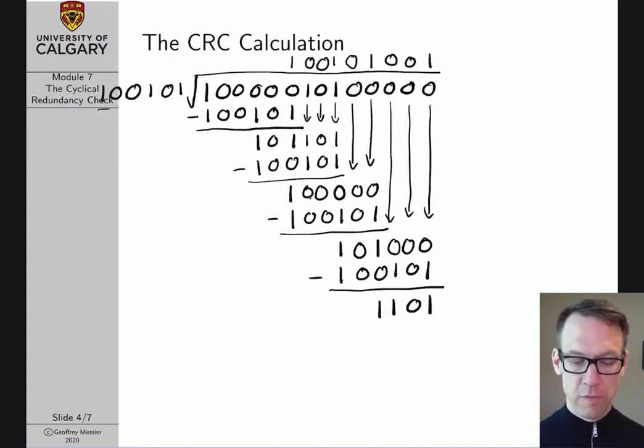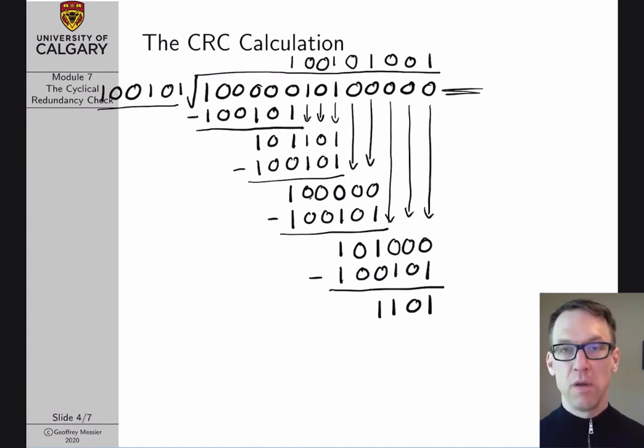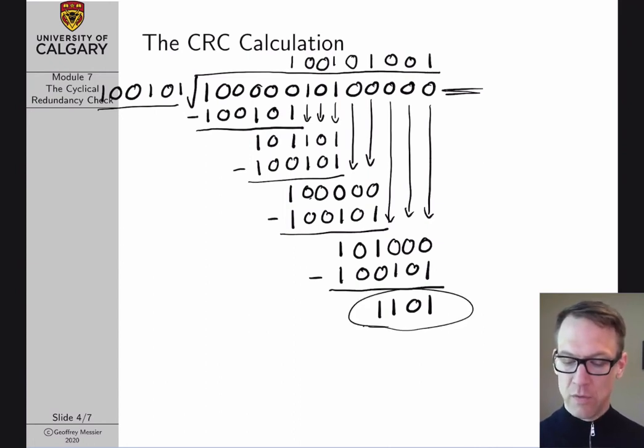That's shorter than the 6 bits of our divisor. And we have no more bits to pull down. So we have to stop here. As soon as we're faced with a bit string resulting from our subtraction that's shorter than the divisor, and we have no more bits to pull down, we have to stop. And so then 1, 1, 0, 1 ends up being our remainder. And we have our quotient.